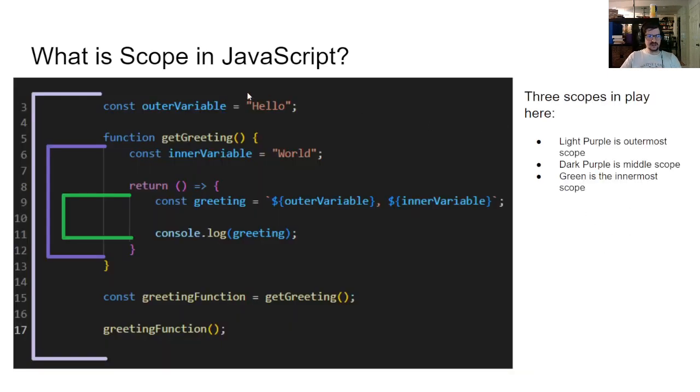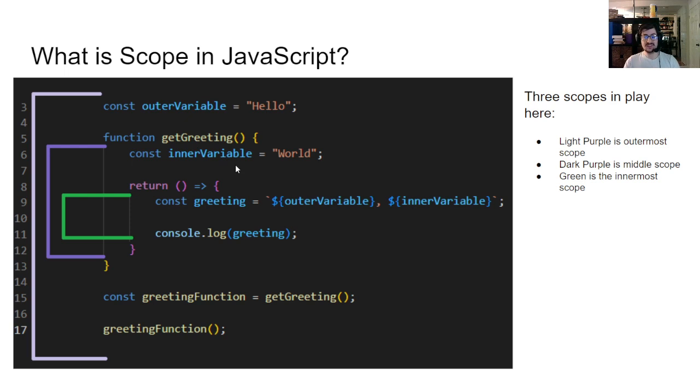Scope, as you can see here, is an example of this code. If we look at line 3, or the purple stuff here, all the code involved in here, this is the outer scope. This is the outermost scope. Outer variable is in scope there. In the dark purple, that's the getGreeting function. That's a different scope. Inner variable is in scope there.